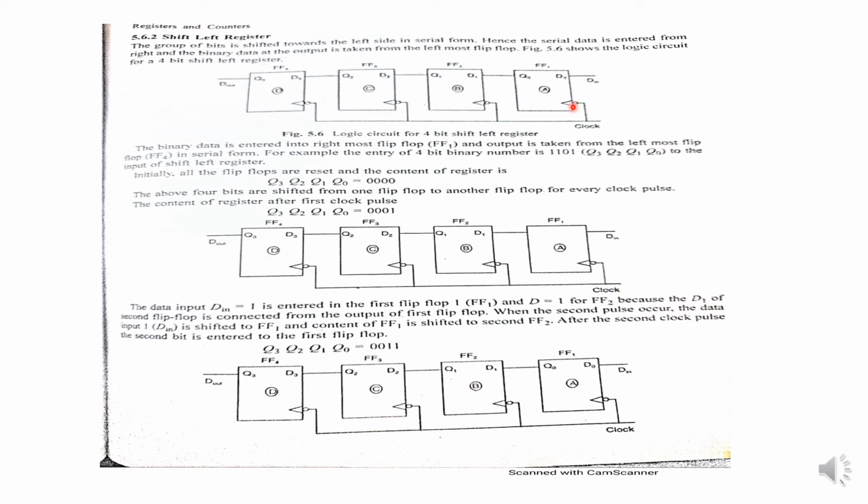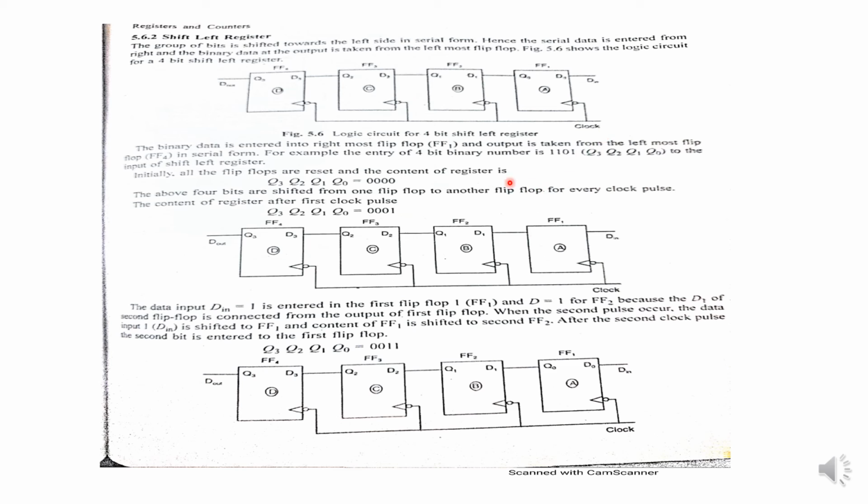So when we give this one here, the data input will be 1, then 0, then 0, then 0. You understand this? And then after that, we will enter 1 again. So when we enter 1 again, this one will shift here, this one will be here, and then it is 0, and then it is 0. Okay. Look here, it is written here. The content of the above 4 bits are shifted from one flip-flop to another flip-flop for every clock pulse. The content of the register after the first clock pulse will be 0 0 0 1. Understand this? So when we give 1 here, it will be 0 0 0 1.